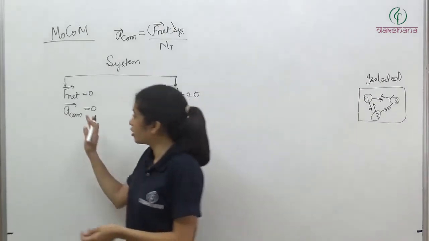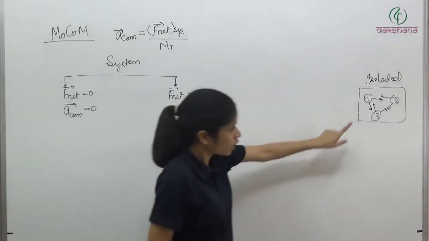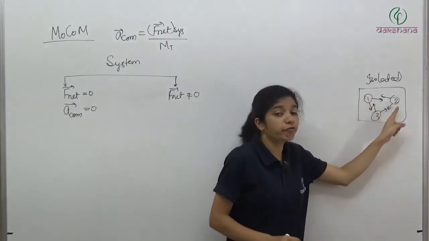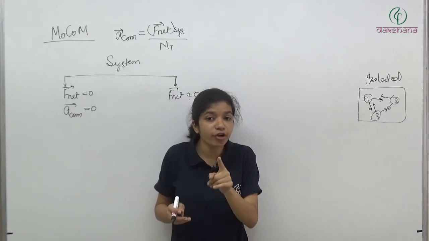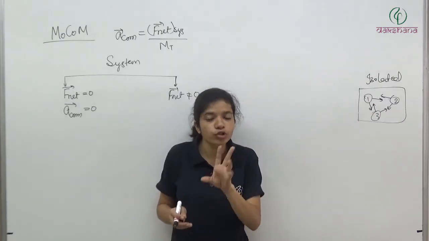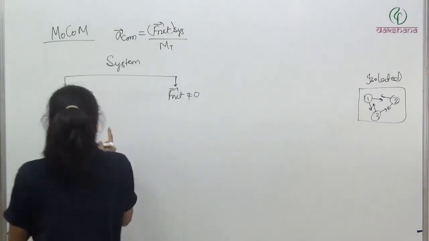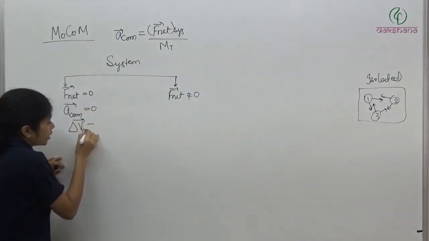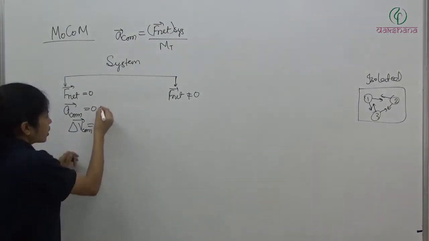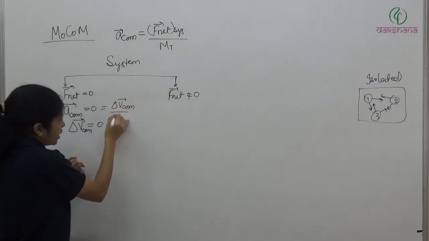So if we have net force equal to 0, a of center of mass is going to be 0. It means individually 1, 2 and 3 can move here and there, but the acceleration of their center of mass is 0. If acceleration of center of mass is 0, it means change in velocity of center of mass is 0.